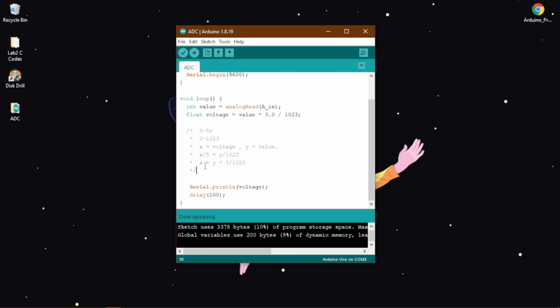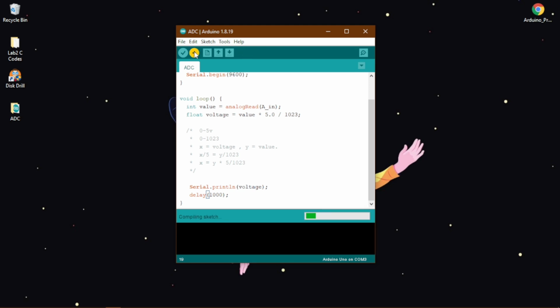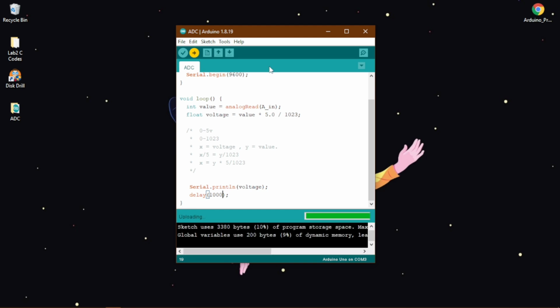Voltage is equal to value multiplied by 5.0, because we need a floating point, then we divide that by 1023. Then we need to print this voltage to our serial monitor so we can observe the value. To do that, we write Serial.println, and in the brackets we write voltage. Then we give a delay of 1000 milliseconds, or 1 second, so we can see the voltages. And now if I upload the program to our Arduino, we will see that it's finished.